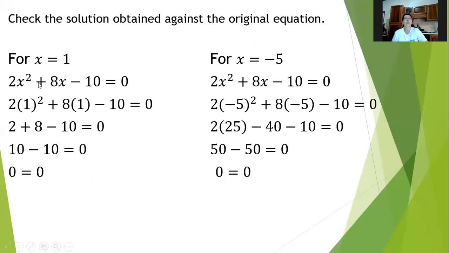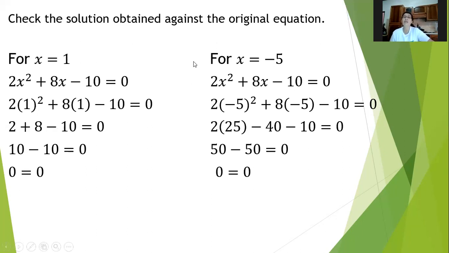2x squared plus 8x minus 10 is equal to 0. 2 times 1 squared plus 8 times 1 minus 10 is equal to 0. 1 squared is 1, 1 times 2 is 2. 8 times 1 is 8. Minus 10 is equal to 0. 2 plus 8 is 10. 10 minus 10 is equal to 0. Therefore, 0 is equal to 0. The value x is equal to 1 is a solution of the quadratic equation.